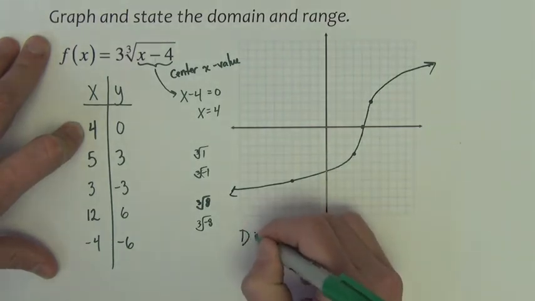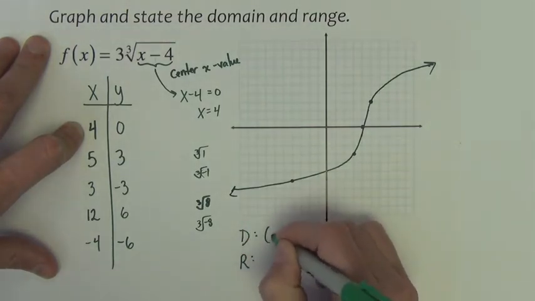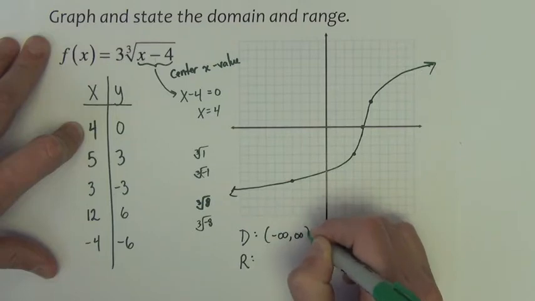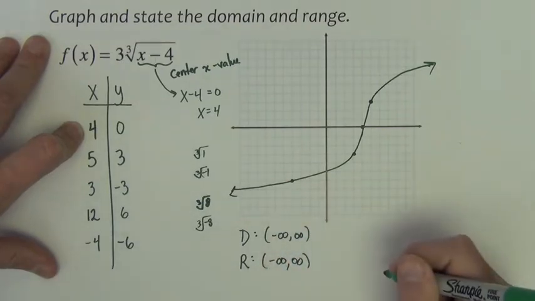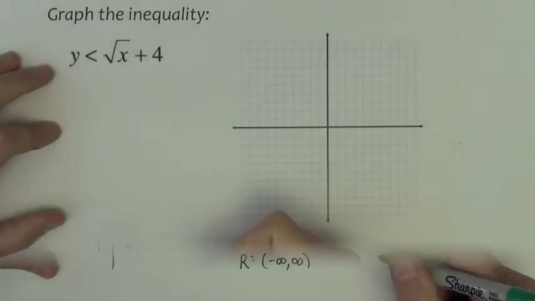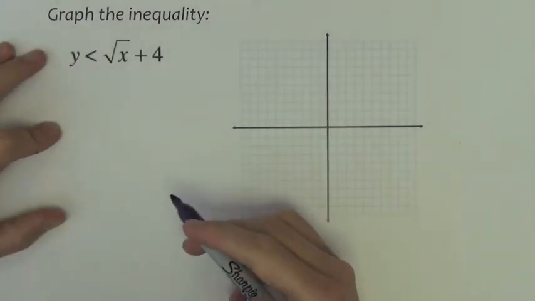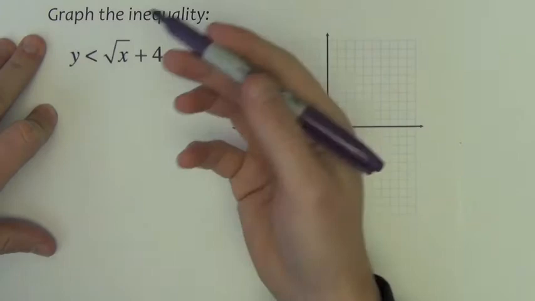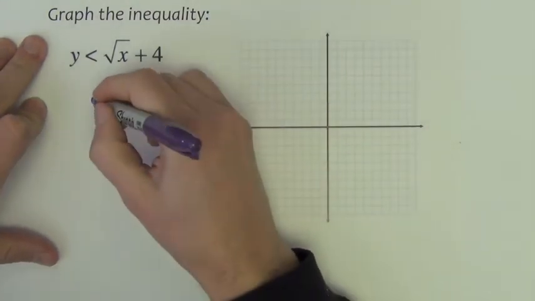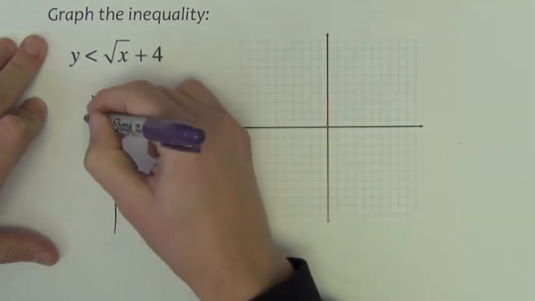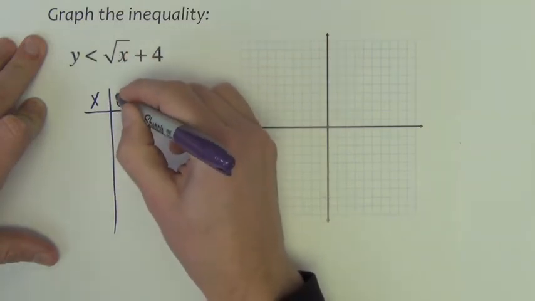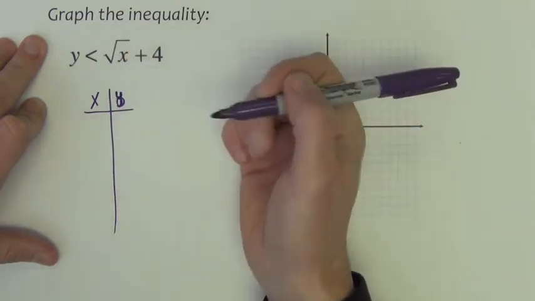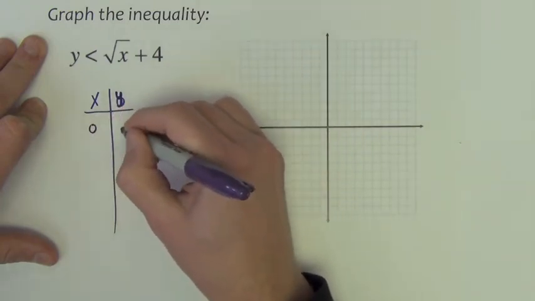For this particular function, domain and range are both, again, because it's cube root, always negative infinity to positive infinity. How about we end with an inequality? This could be done with a cube root or a square root. I chose simply a square root. Again, you can make a table of values. The smallest number I can put in for x would be 0.